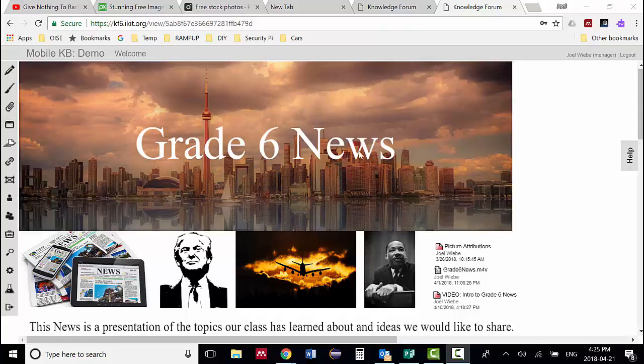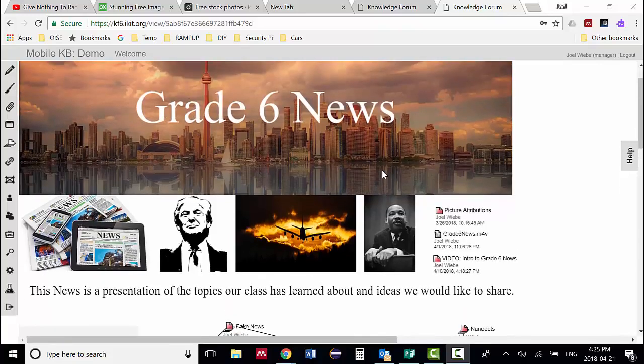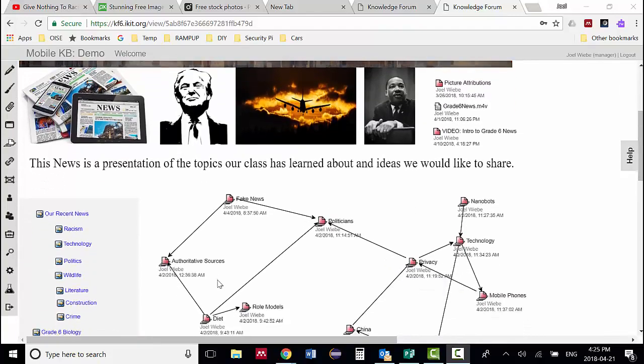You can see at the top I created this banner which introduces the community itself. Below this I have a number of different icons or pictures. These can represent the different topics being discussed, and maybe the top topics that the students are working on. So this is grade 6 news, so these are news topics. Maybe there's lots of talk about Trump. Here maybe there was an airliner that went down. Here maybe some topics of racism came up. So you might have articles related to these posted near these pictures at the top.